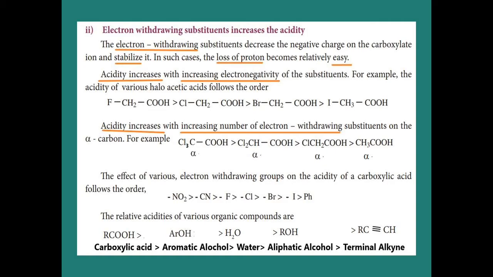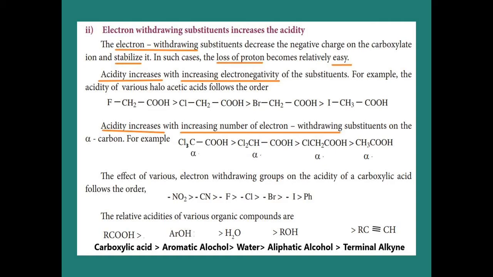Why is that? Chlorine is a more electronegative atom. It attracts the electron. So compared to one chlorine, two chlorines, the three chlorines will attract the electron very fast, so it gives the hydrogen very fast, so it is a strong acid.